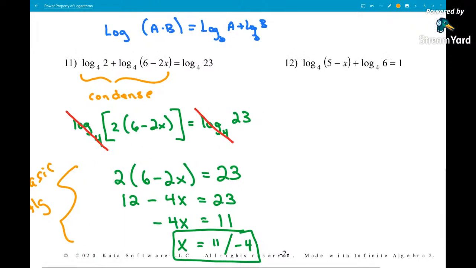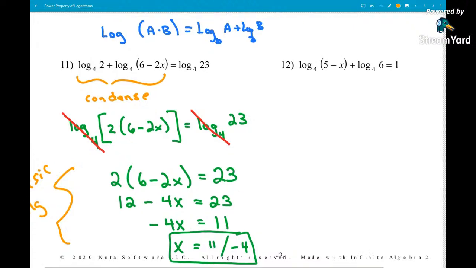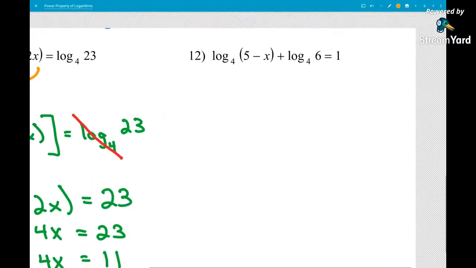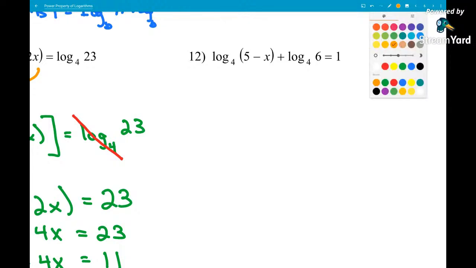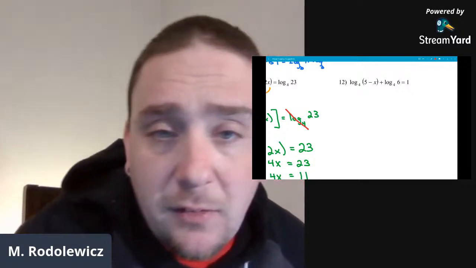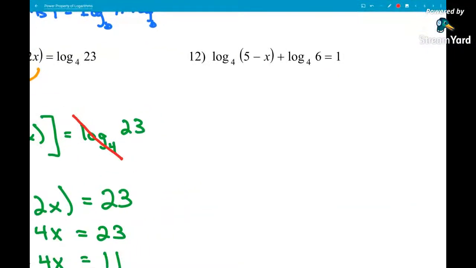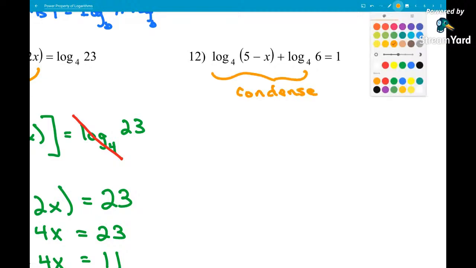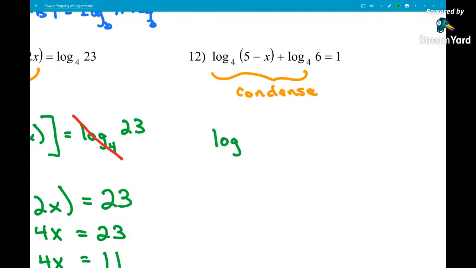All right. So number 12 is almost identical to number 11, but I will do it out. Okay. So once again, the illegal way to do this is to just cross out the logs. Can't do that, right? You want to condense. So we'll condense these. And this is called the base 4 logarithm of, I'm going to use a bracket, 5 minus x times 6 equal to 1.